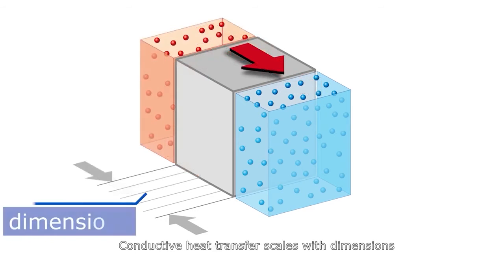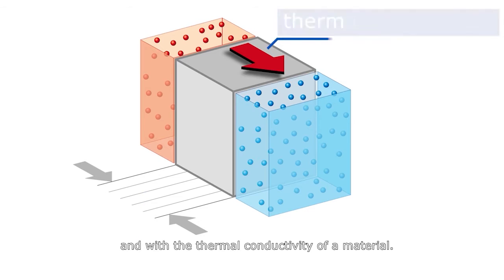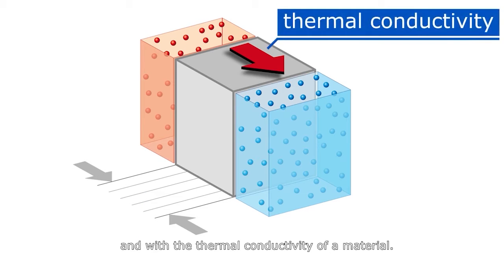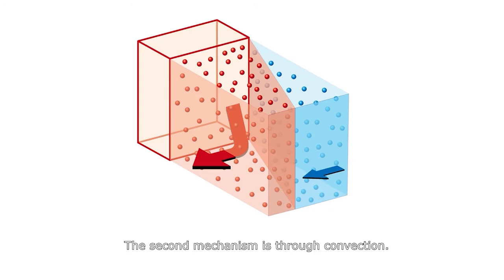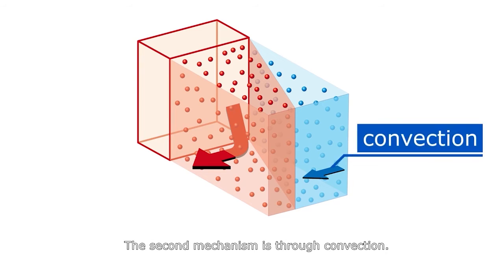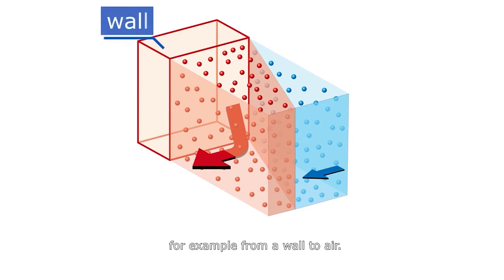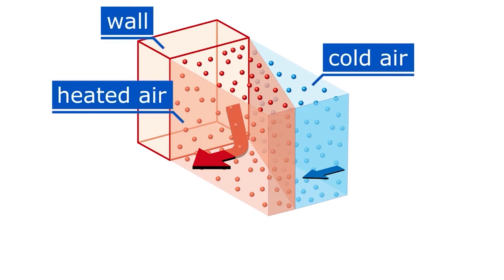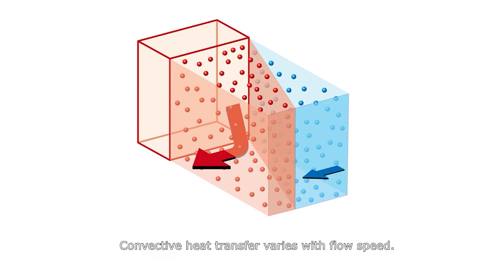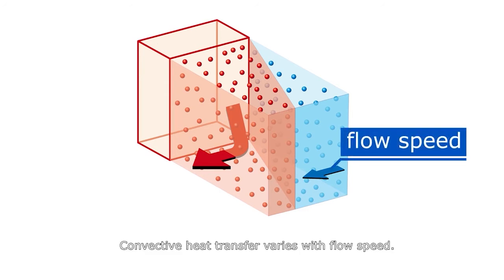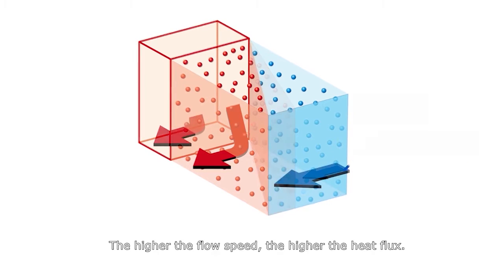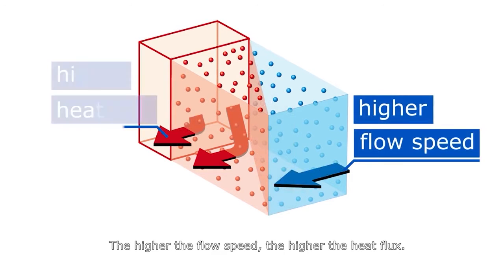Conductive heat transfer scales with dimensions and with the thermal conductivity of a material. The second mechanism is through convection, from a solid to a moving fluid or gas, for example, from a wall to air. Convective heat transfer varies with flow speed. The higher the flow speed, the higher the heat flux.